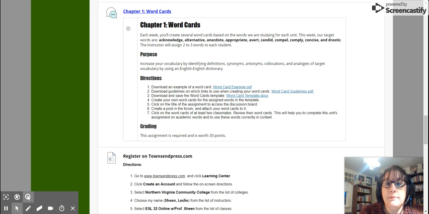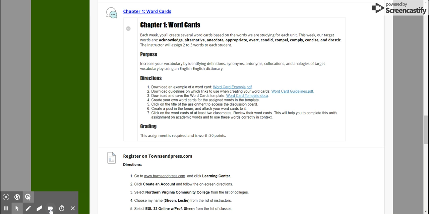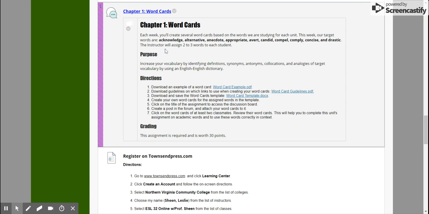Okay, so let me go back to the instructions again. So one thing that I will add before Monday is it says here, the instructor will assign 2 to 3 words to each student. So when you open this yourself, you're going to see your name next to 2 words. Those are the only 2 words you have to do, okay?